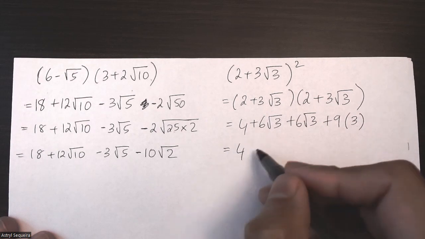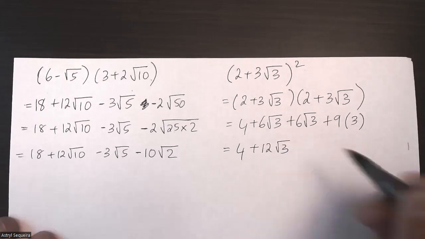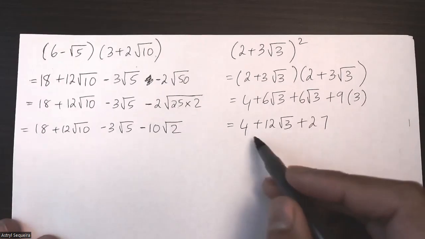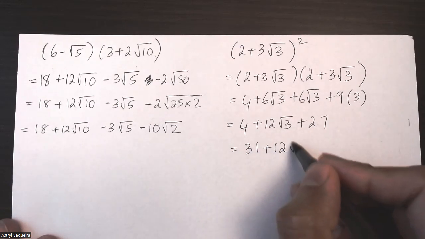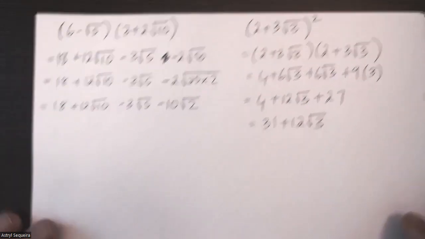Now we want to simplify this. So 6 root 3 plus 6 root 3 is just 12 root 3. We're adding the coefficients. 9 times 3 is 27. And 4 plus 27 is just 31 plus 12 root 3. That is my final solution.